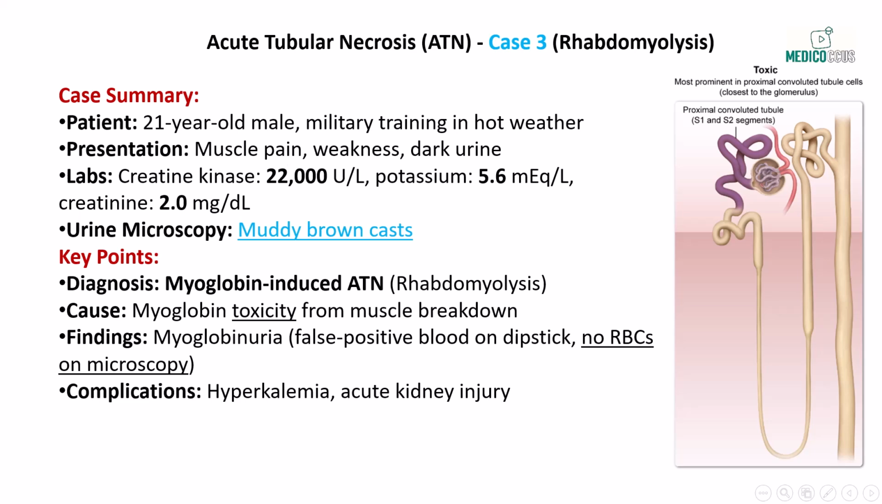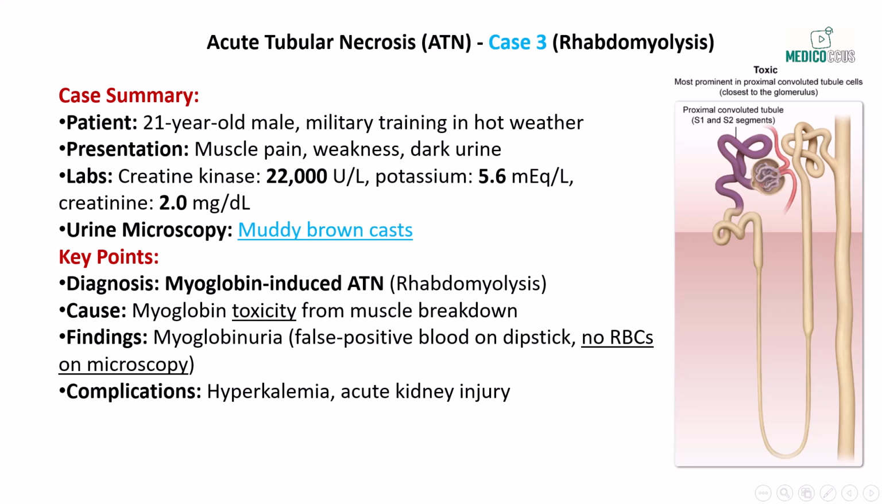Urine microscopy in this patient reveals granular, muddy brown casts, which is a hallmark of acute tubular necrosis caused by rhabdomyolysis. All right, let's break it down. What exactly is going on here? In rhabdomyolysis, the breakdown of skeletal muscle results in the release of myoglobin into the bloodstream. Myoglobin is highly nephrotoxic and can cause direct damage to the renal tubules.